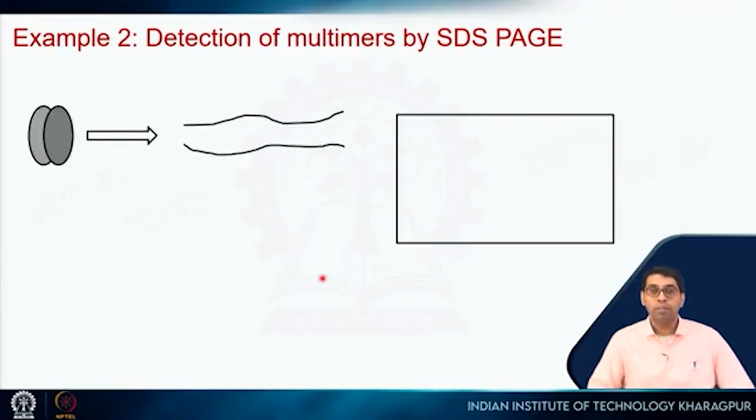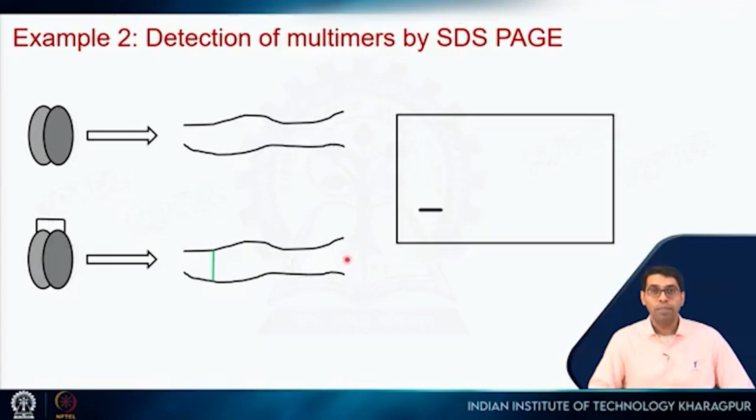Similarly, if your protein forms multimers, let's say it forms a dimer, then if you denature it, the two polypeptide chains will come apart and run at the same position. But what you can do is add a cross-linking agent, like glutaraldehyde. You use your protein at a very low concentration, so that there is cross-linking only between the two monomers of the dimer. And now, if you denature, it will look something like this.